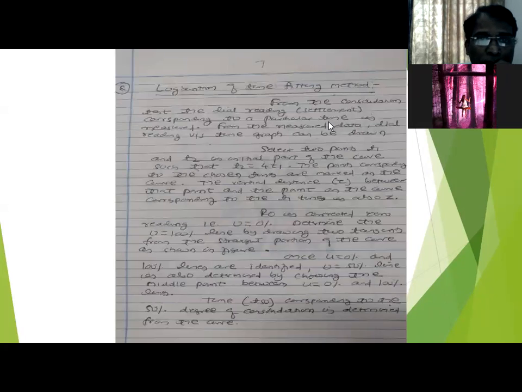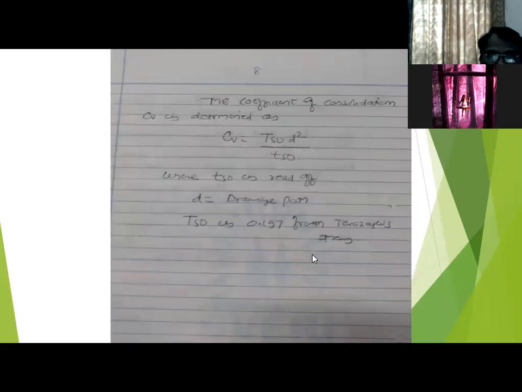Got it? Next, R0 is the corrected 0 reading, that is U is equal to 0%. Determine the U 100% line by drawing 2 tangents from the straight portion of the curve as shown in the figure.